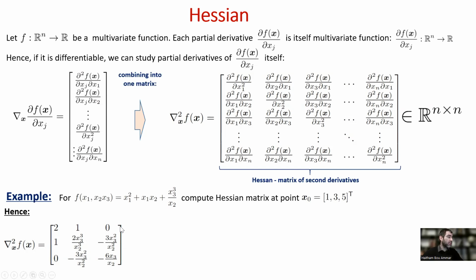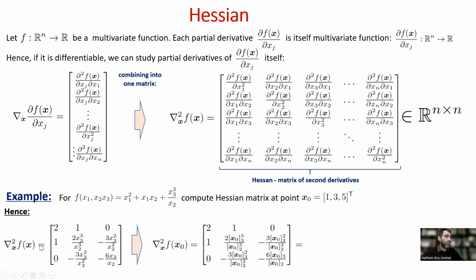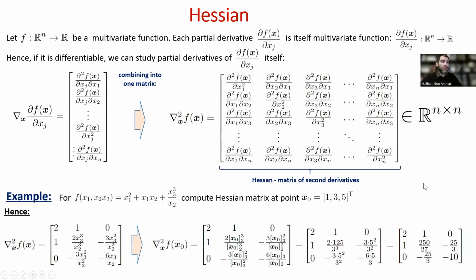The general expression at any point of the Hessian matrix is presented here. And because now we want to evaluate this at this specific point (1, 3, 5), we just need to substitute the corresponding values of these components in this expression here. And as a result, we arrive at this matrix. And that's the Hessian of this function f, evaluated at point (1, 3, 5).